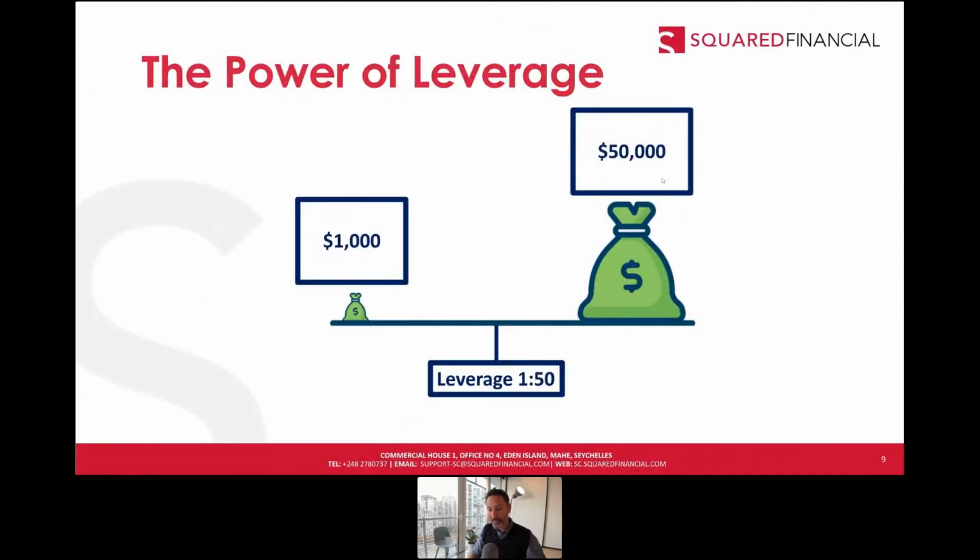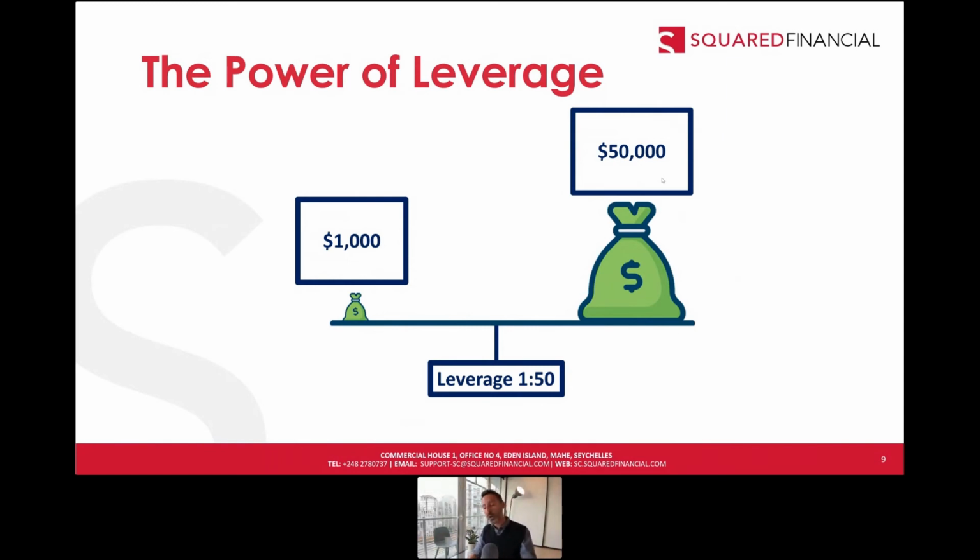So how do you make money if it's only 10 cents? Well, that's what leverage is, the power of leverage. A broker will give you the leverage on the money that you deposit. So in other words, you deposit $1,000 in your account.